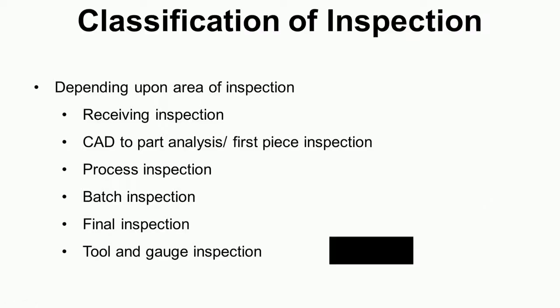Now, the second type of classification is based upon the area of inspection, where the inspection is carried out. So, we have different types like receiving inspection, first piece inspection, process inspection, batch inspection, final inspection, and tool and gauge inspection.